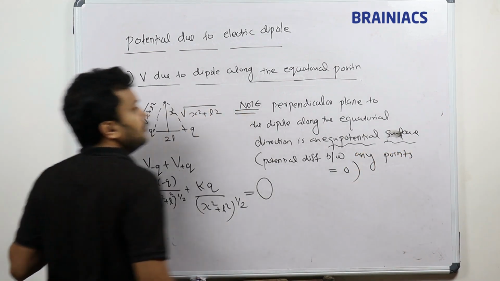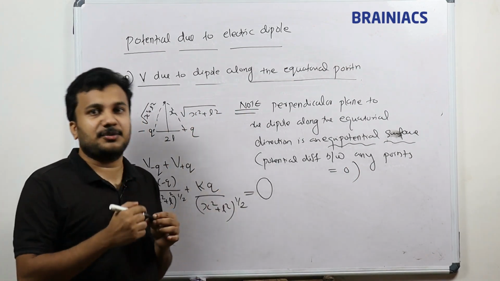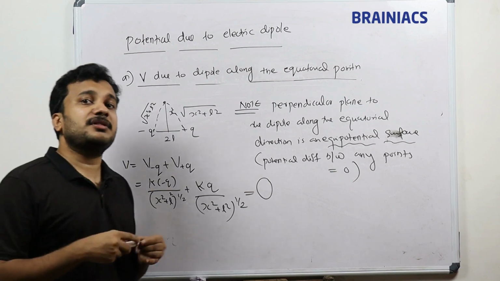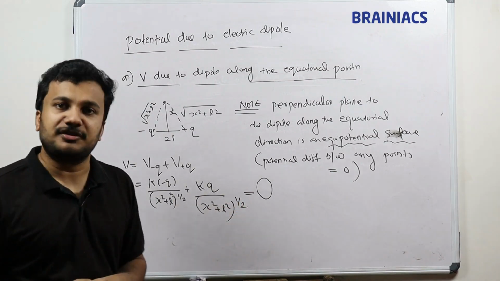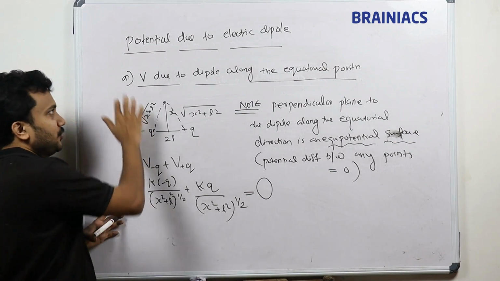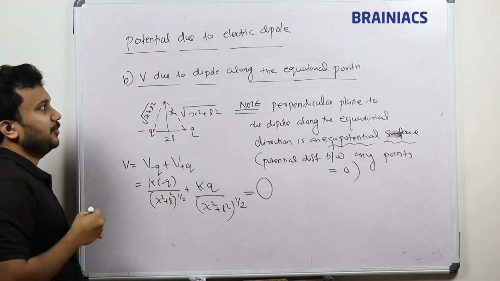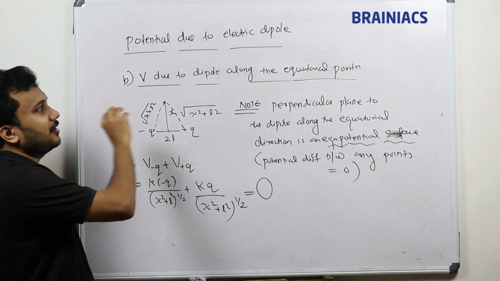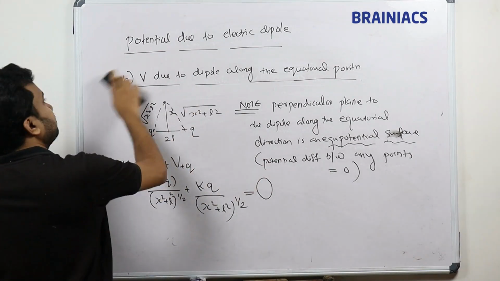is equal to 0. That surface is called an equipotential surface, and the points are with equal potential. So the difference in potential is equal to 0. So the second heading, B, is potential due to a dipole along the equatorial position. So this is over. We'll move to the next topic.